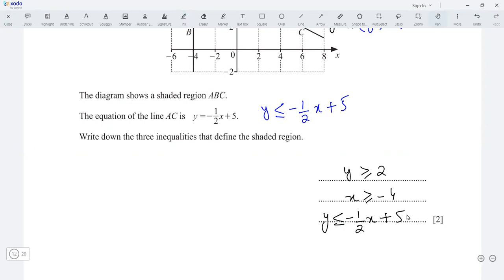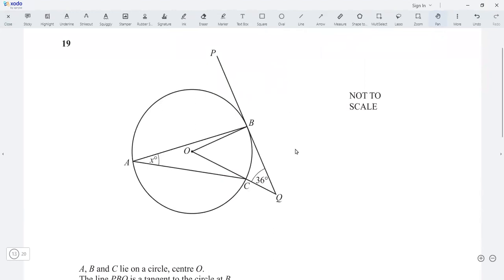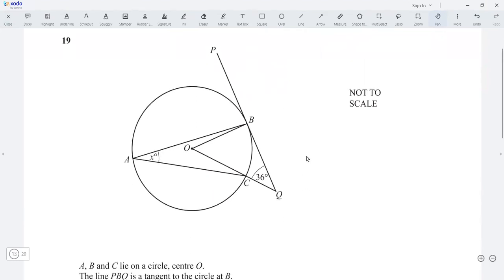Otherwise, if you don't understand, look at my other videos I've made about graphical inequalities and how to solve them. So moving towards question number 19. So this is basically a geometrical properties question about circle. So how to solve them?